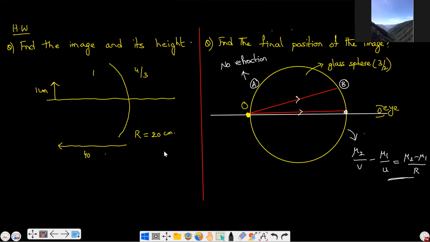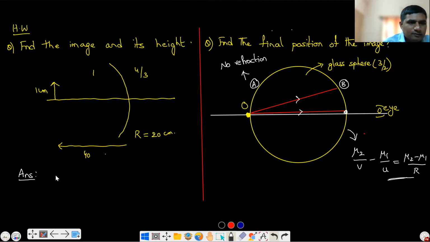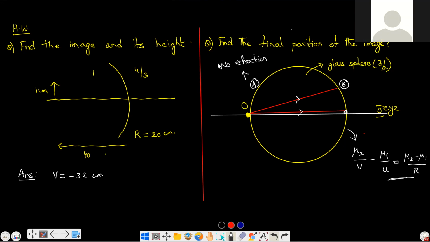So what is the answer for this first problem? Sir, is v minus 32 centimeters? Correct. v is equal to minus 32 centimeters. Very good. And what about the height? Or magnification, you tell me. What is the magnification you got? Nobody has done?